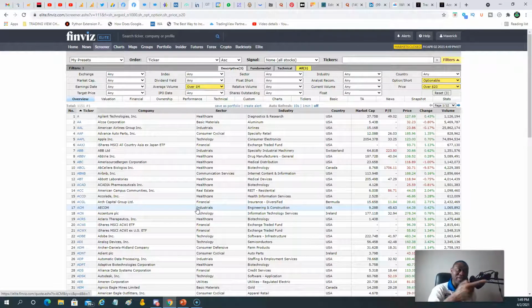So in building your watch list, you can say, okay, you're going to scan maybe for stocks that have a bullish setup, if you like trading calls. Hint, hint. There's nothing wrong with that.